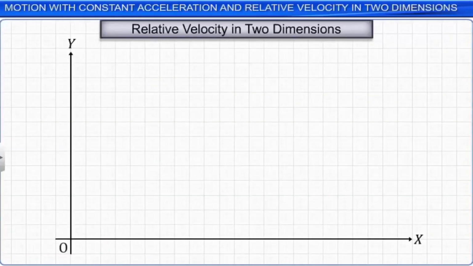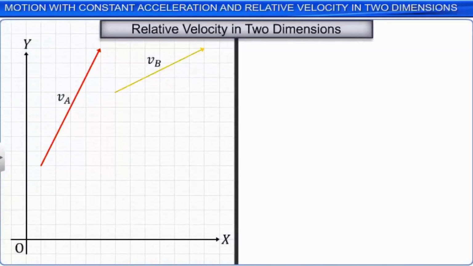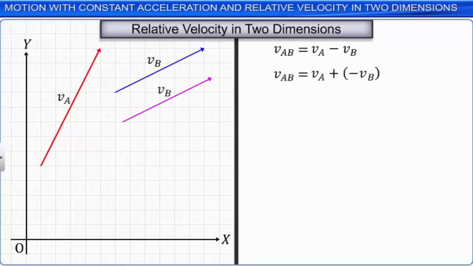Now, let's discuss relative velocity in 2 dimensions. Consider two bodies, A and B, moving in the xy plane with velocities VA and VB respectively, with respect to the coordinate system. The velocity of A with respect to B is written as VAB is equal to VA minus VB. Since subtraction of vectors is slightly confusing, we can write this equation as VAB is equal to VA plus minus of VB. Here, we first reverse the given VB and obtain minus VB, and then add VA and minus VB to obtain VAB.